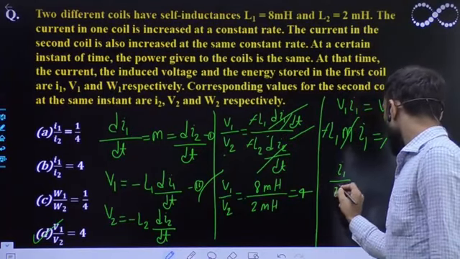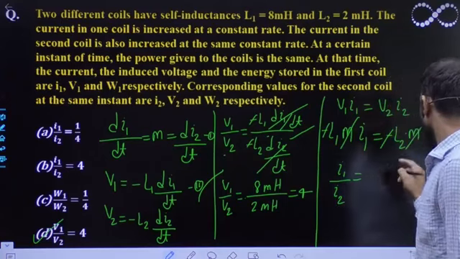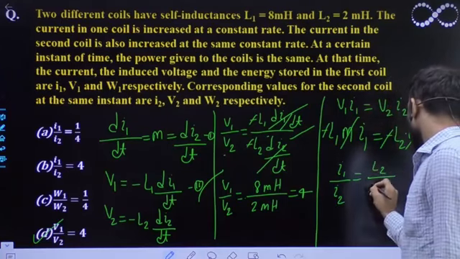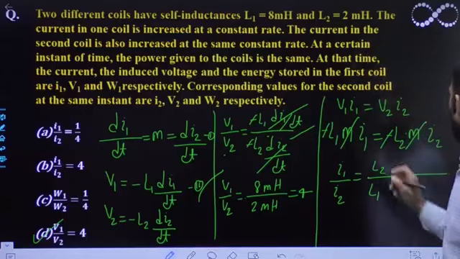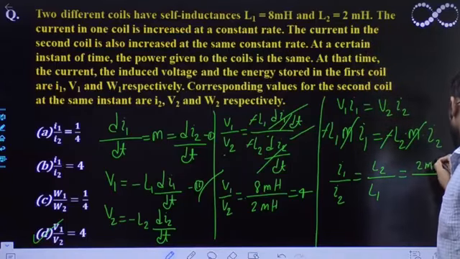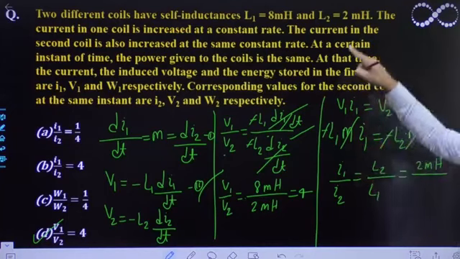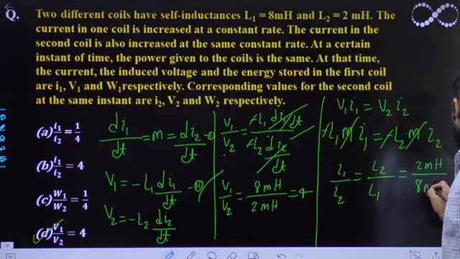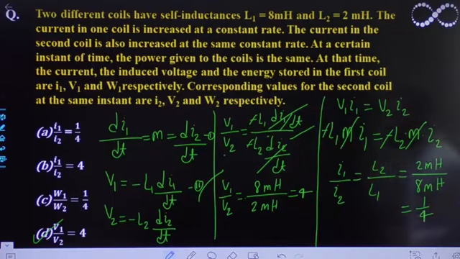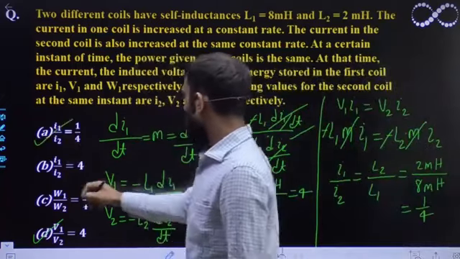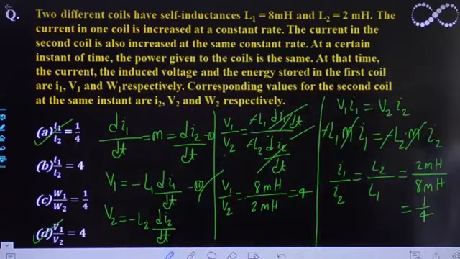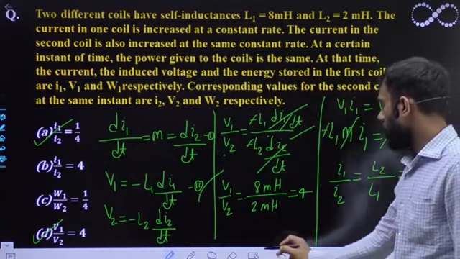So I1 upon I2 is nothing but L2 upon L1, and the values of L2 and L1 are given. L2 is given as 2 mH, and L1 is this one. So from here I can say you will get 1 upon 4. So I1 upon I2 is 1 upon 4. So option A is also correct. Okay, now let us go for option C.